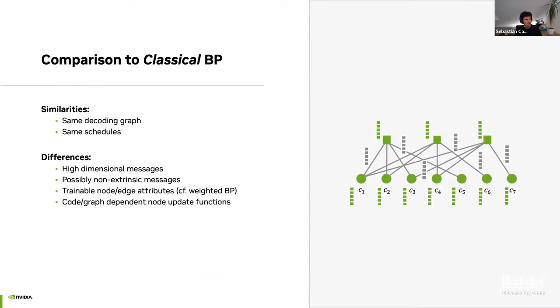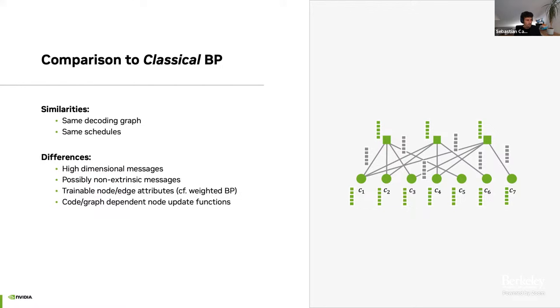So let's quickly compare that to classical BP decoding. Similarities: we have the same decoding graph. That's good because we can also scale to large graphs, and we know how to initialize, or how the graph is actually given. And we use the same scheduling, so we could also use layered decoding and things like that. That's agnostic to the GNN.